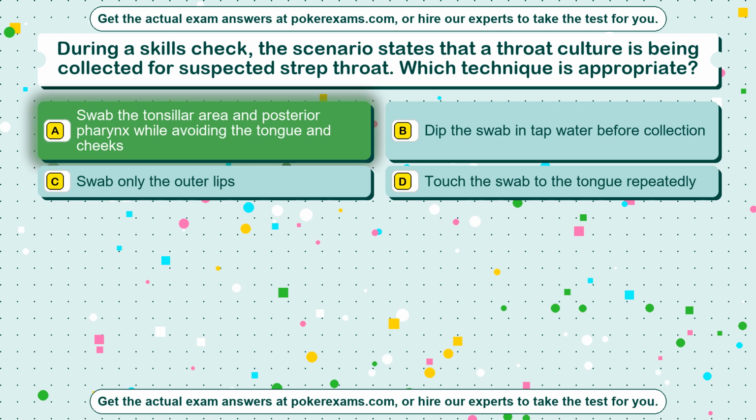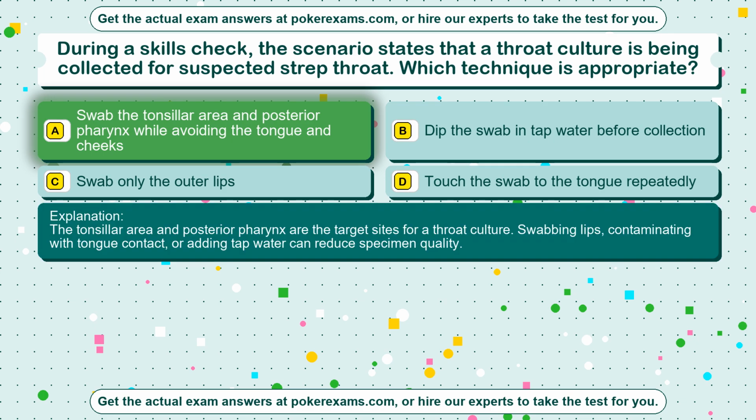The correct answer is option A. Swab the tonsillar area and posterior pharynx while avoiding the tongue and cheeks. The tonsillar area and posterior pharynx are the target sites for a throat culture. Swabbing lips, contaminating with tongue contact, or adding tap water can reduce specimen quality.